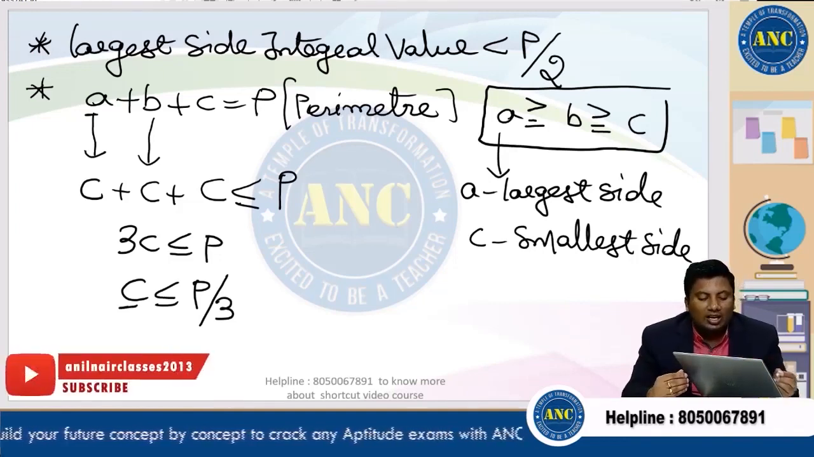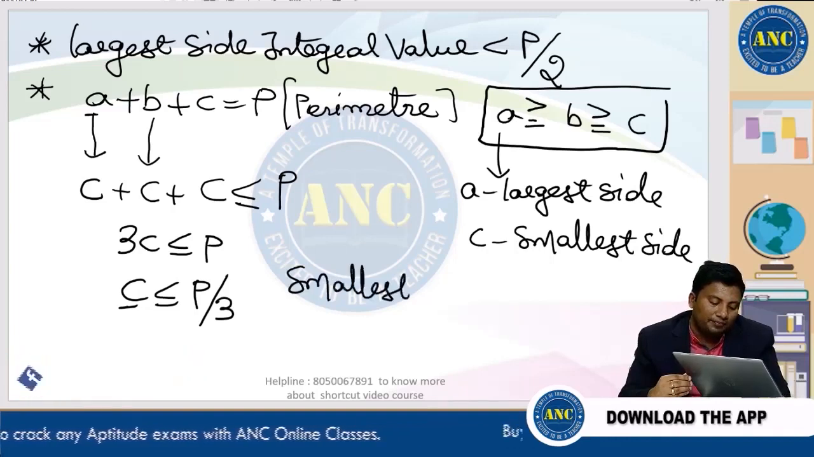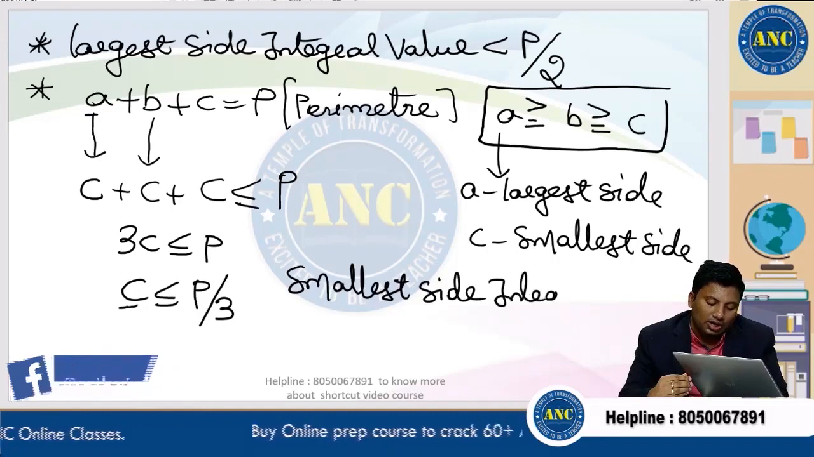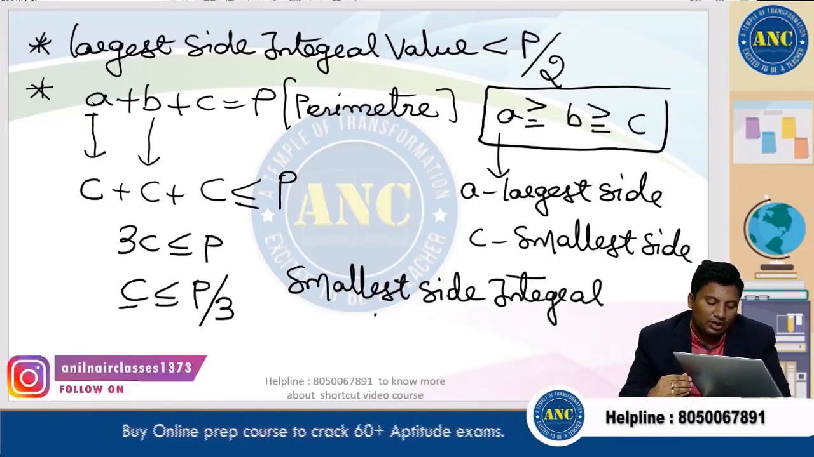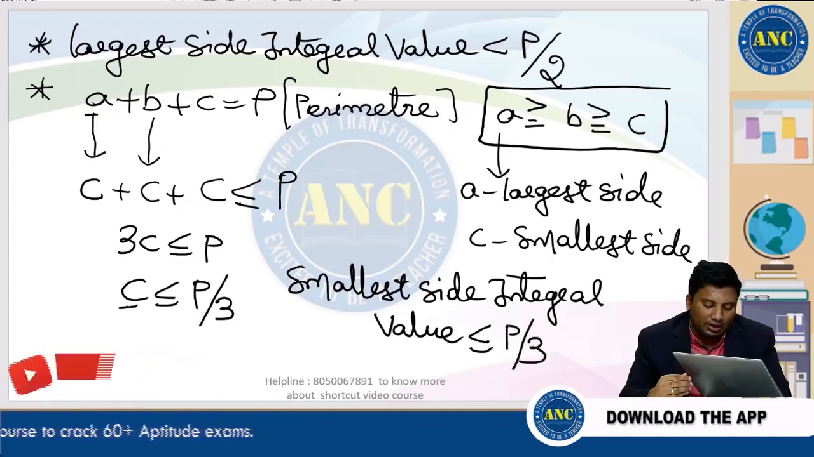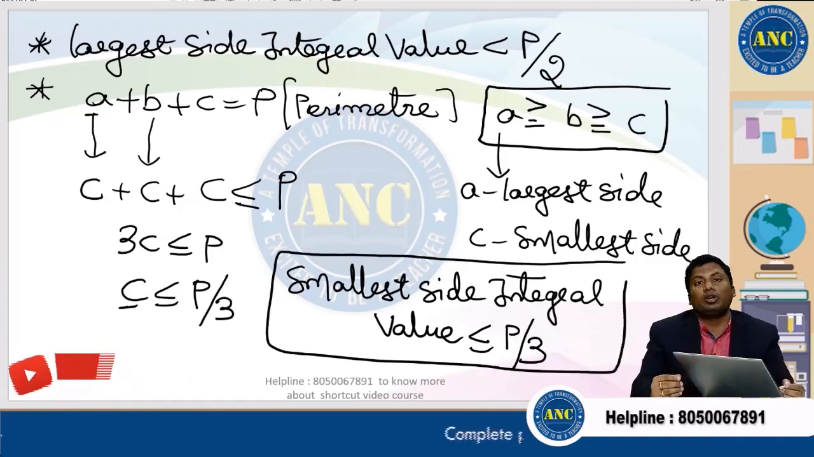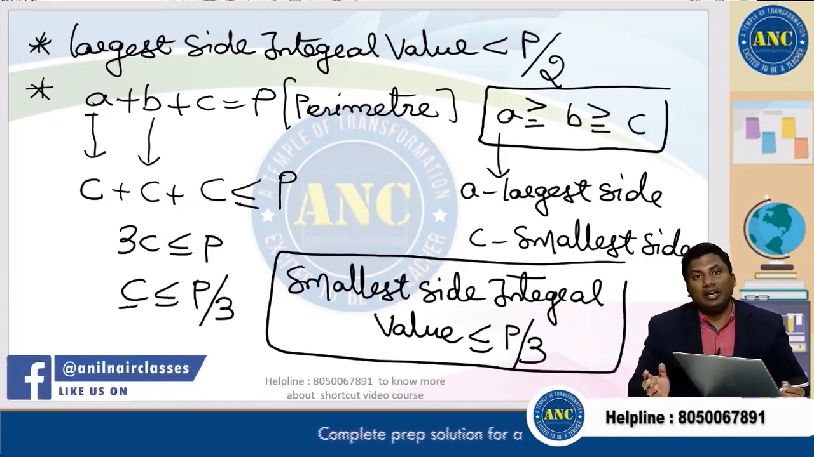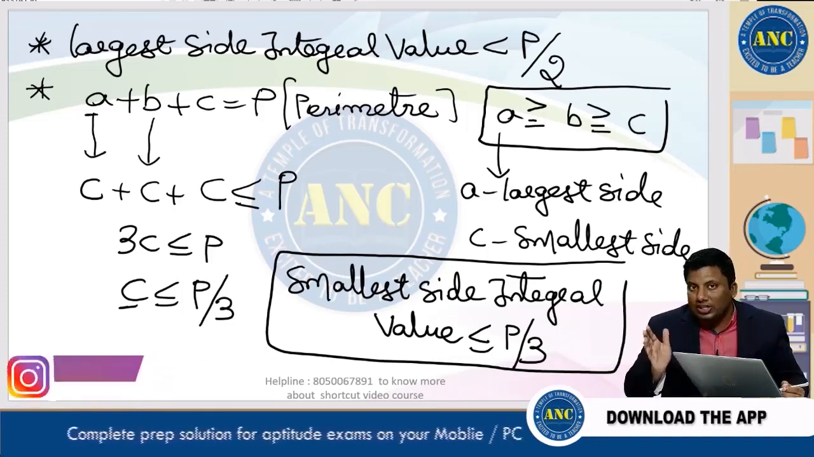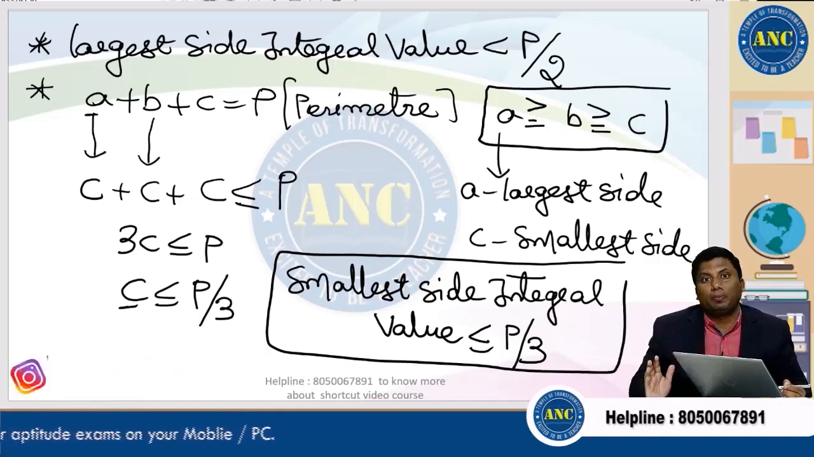What is C here? Smallest side. That means smallest side integral value is always less than or equivalent to P by 3. Why equivalent to? Because all the sides can be equal, then we call that triangle an equilateral triangle.